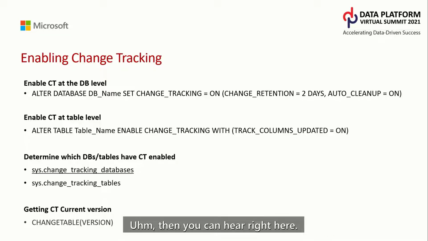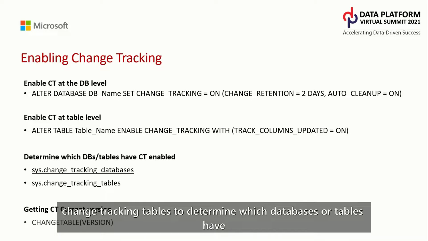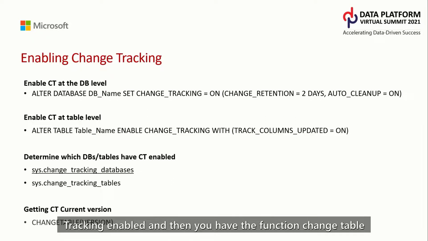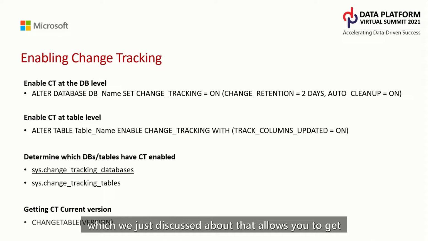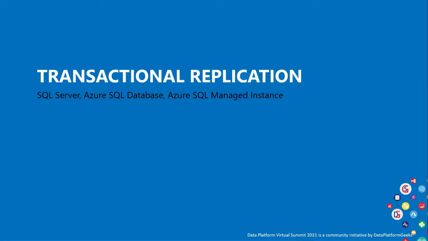Then, this is what you can run: the change tracking databases and change tracking tables views, to determine which databases or tables have change tracking enabled. And then you have the function change table, which we just discussed, that allows you to get the change tracking current version.